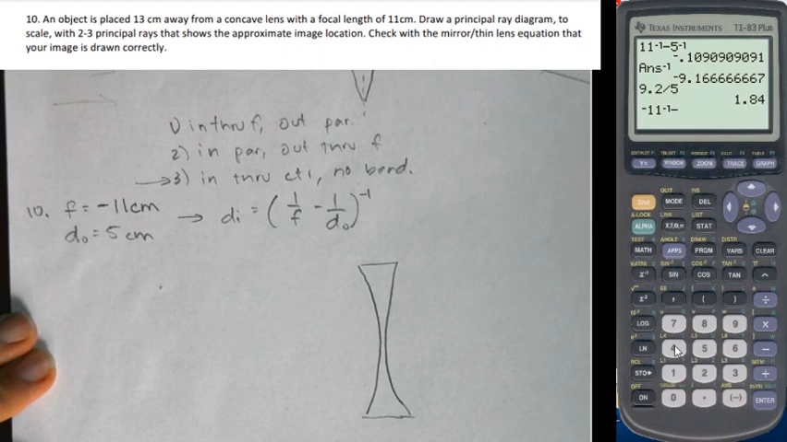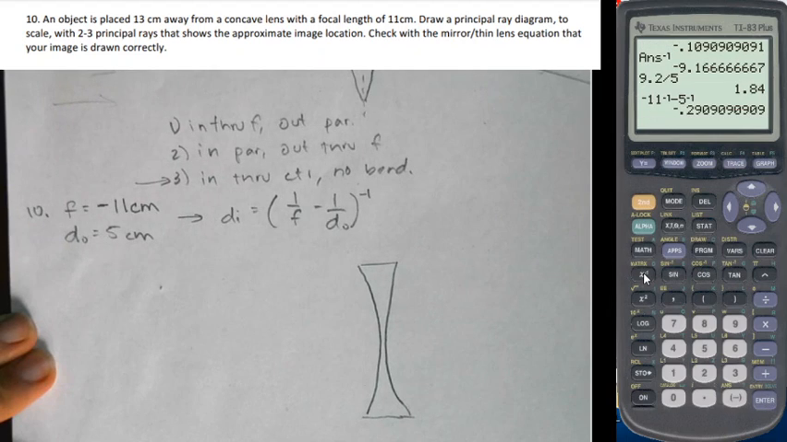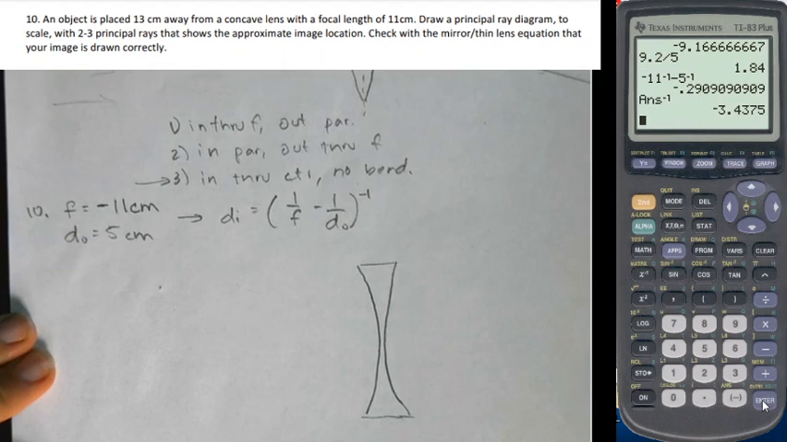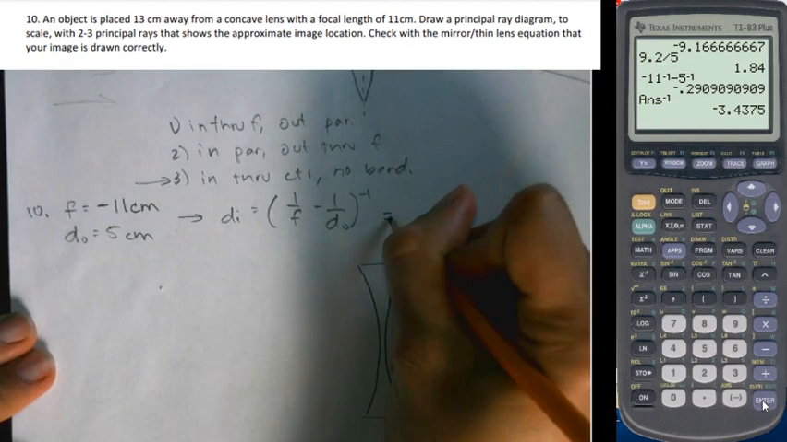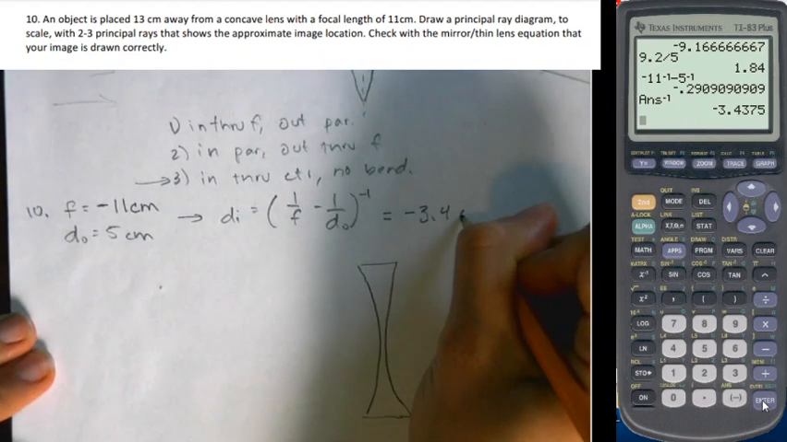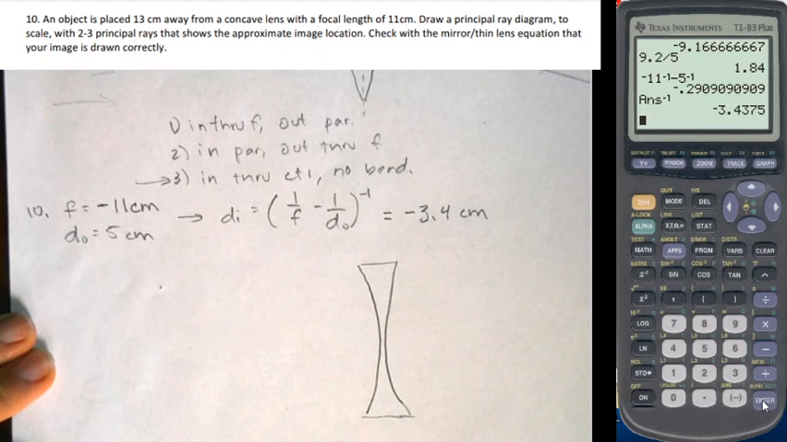Minus 5 to the negative 1. And now I'll push enter and take that whole thing to the negative 1 power. And so this gives me negative 3.4 centimeters. Let's also calculate the magnification.